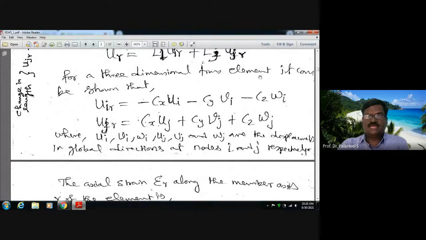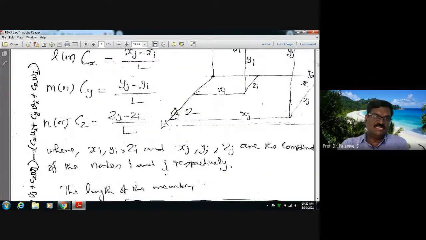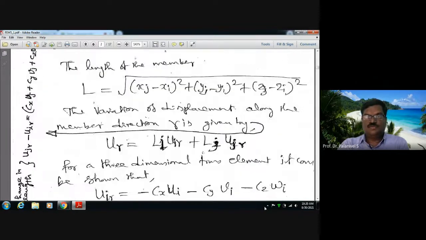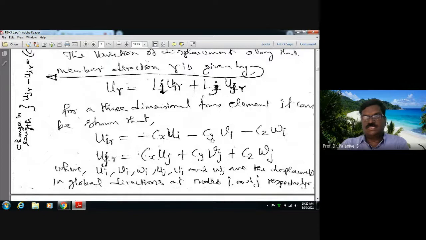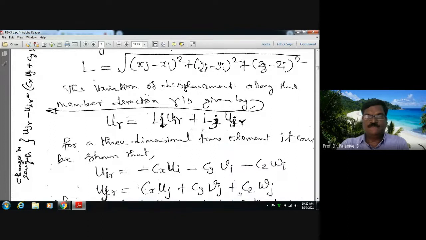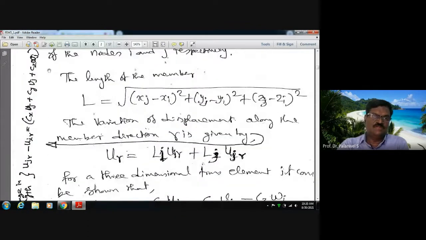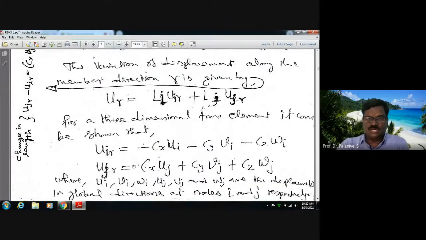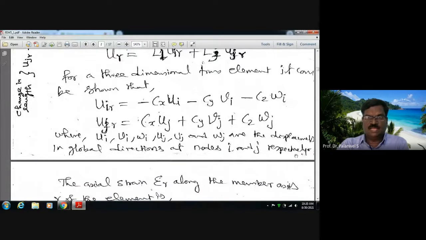For a three-dimensional truss element, it can be shown that uir, why we are getting the minus sign. If you take this minus sign inside, all become minus. So that's why I have written here minus cx ui, minus cy vi, minus cz wi. Similarly, ujr is equal to cx uj, the first term. I have written this one. If you write this way, it is more than sufficient. You need not reread this. So I leave it.